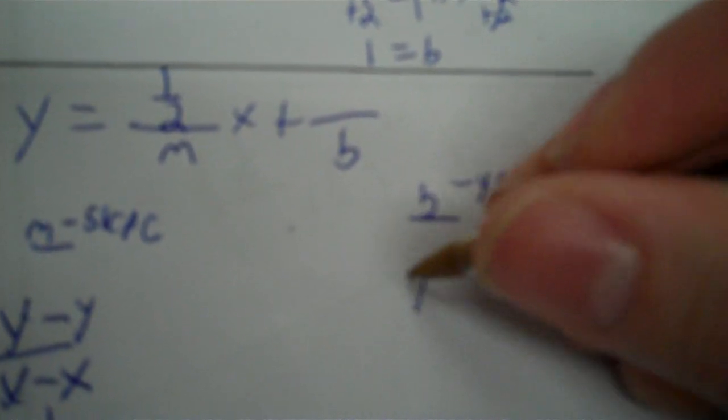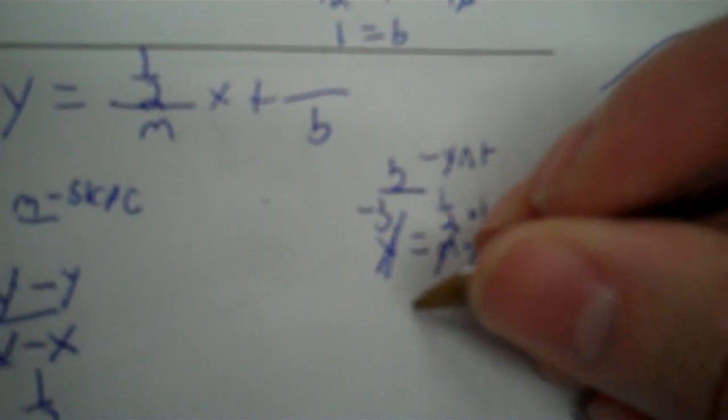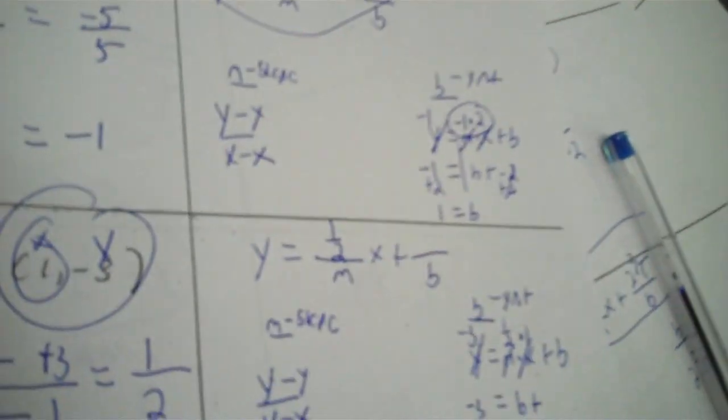Now b. y equals m times x plus b. My m value is 1/2, and then I'll use this one, -3 for y, and 1 for x. So -3 equals b plus 1/2 times 1, which is 1/2. Then I subtract 1/2 from each side. And -3 minus 1/2 is -3 and 1/2. Now that can be a mixed number because that's your b, okay? And there's your answer.